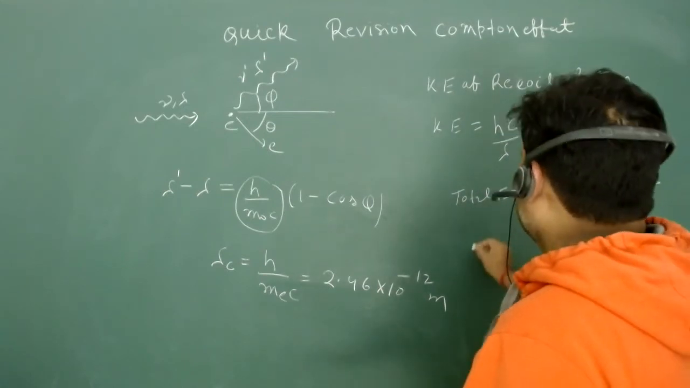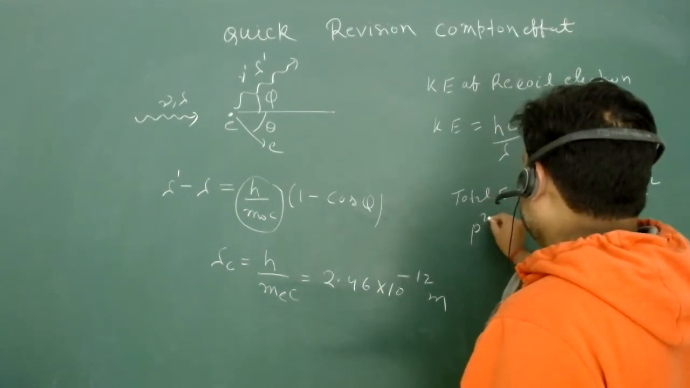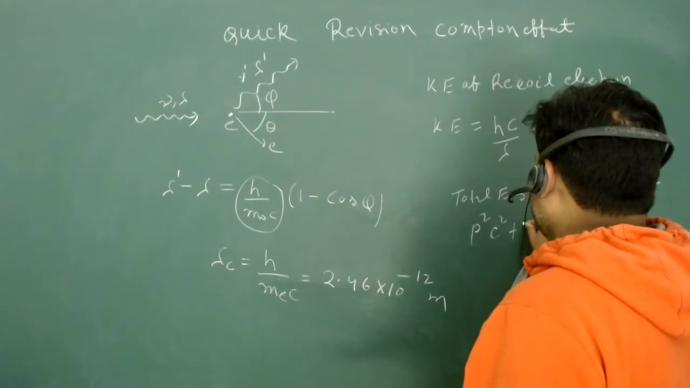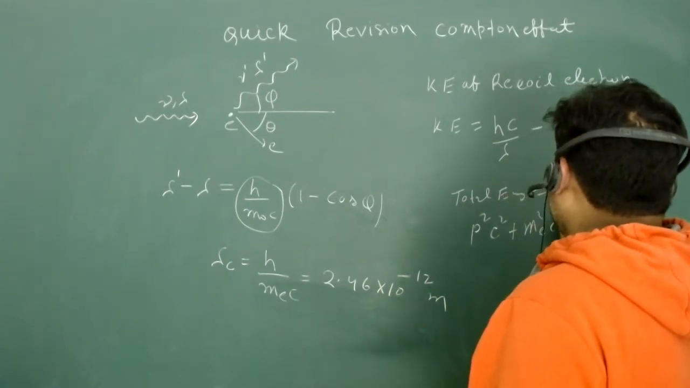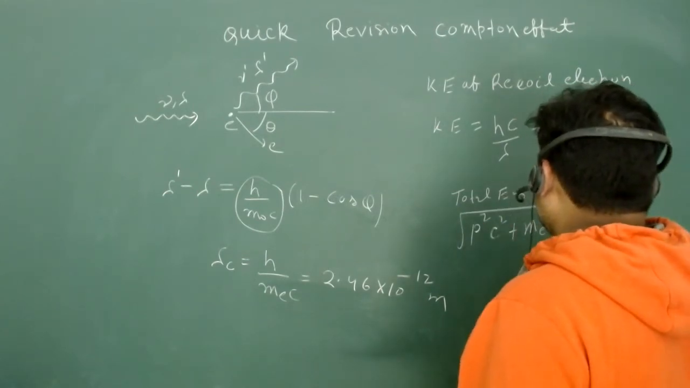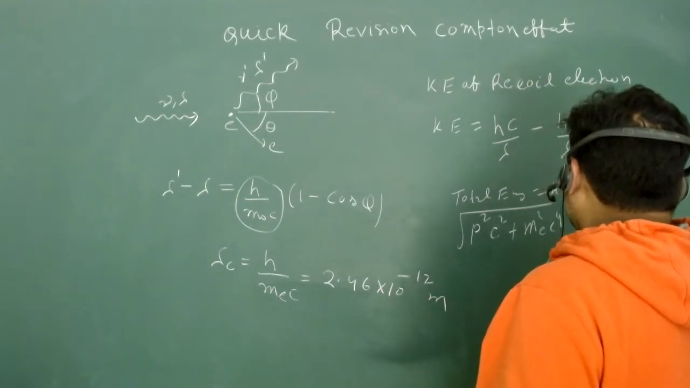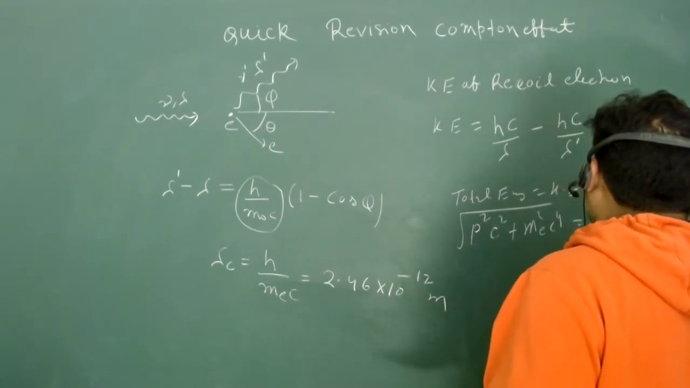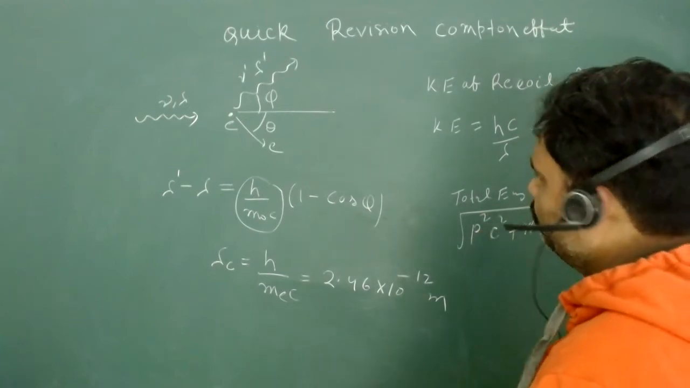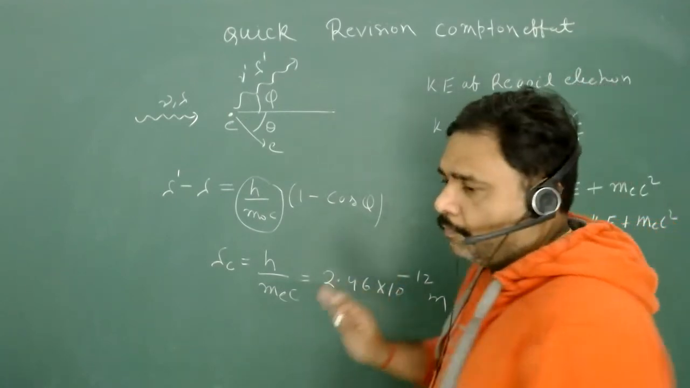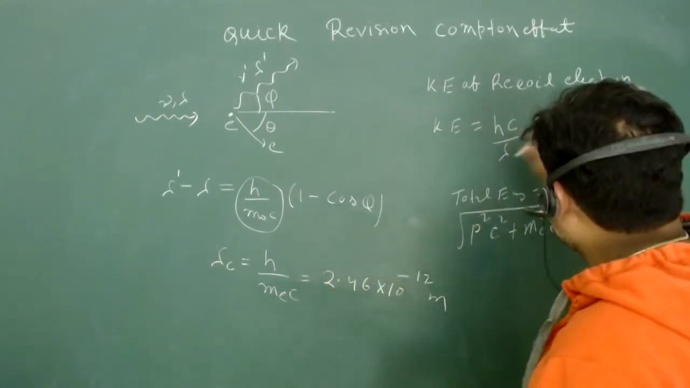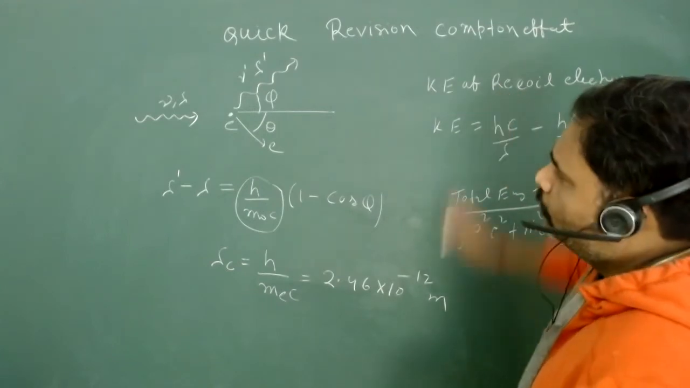And what is this total energy? This total energy is equal to the square root of p square c square plus m e square c to the power 4. So the total energy is equal to kinetic energy plus m e c square. This is one of the very important formulas. Most of the time they ask this formula directly.